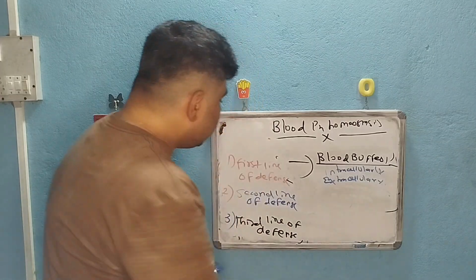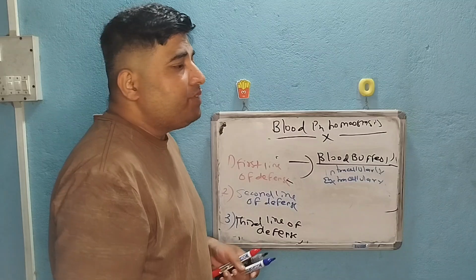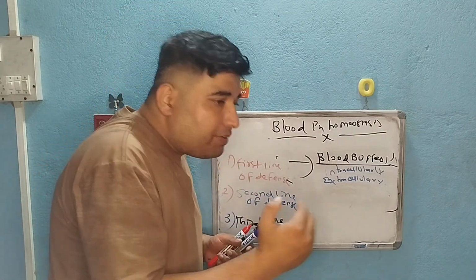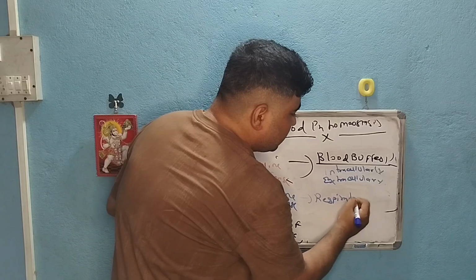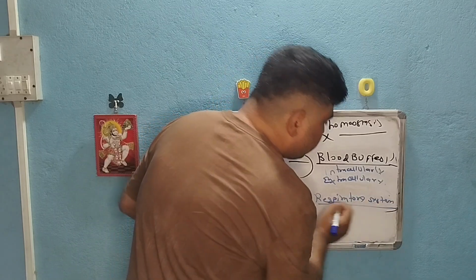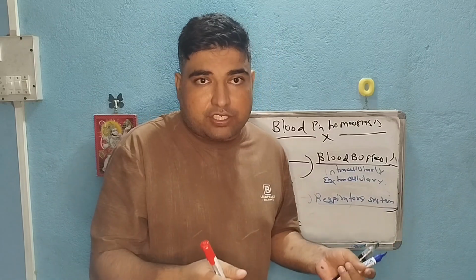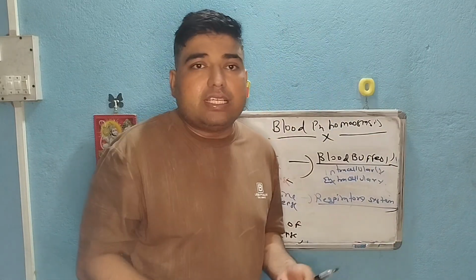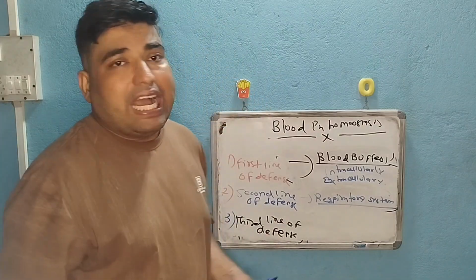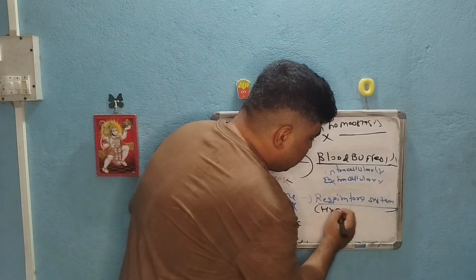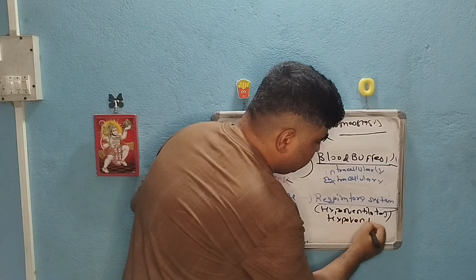Next is the second line of defense. After the blood buffers are used up, the second line of defense that comes into action is the respiratory system, which comprises the lungs. Depending upon the circumstances, whether there is a rise or fall in pH, this respiratory system either hyperventilates or hypoventilates.